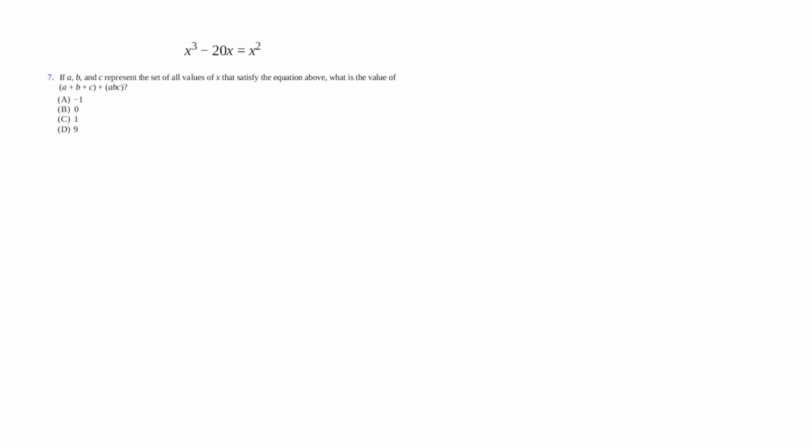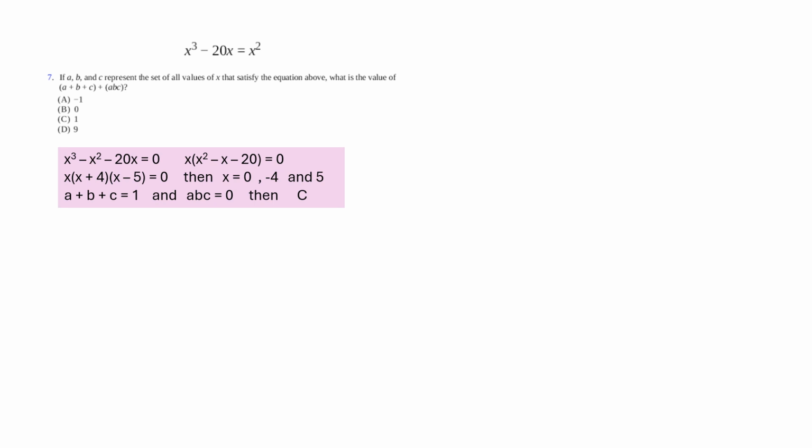x cubed minus 20x equals x squared. If a, b, and c represent the values of x satisfying the equation above, what is the value of a plus b plus c plus abc? So combine all terms on the left-hand side, take x as a common factor, and factorize the trinomial. So you have three solutions: x equals 0, x equals negative 4, and 5. So adding them gives 1 and multiplying them gives 0. So 1 plus 0 will be 1, which is C.